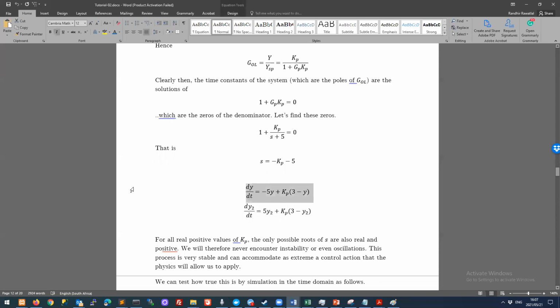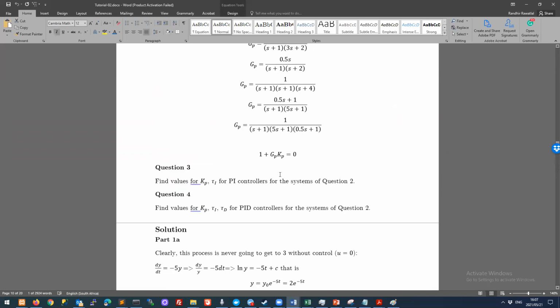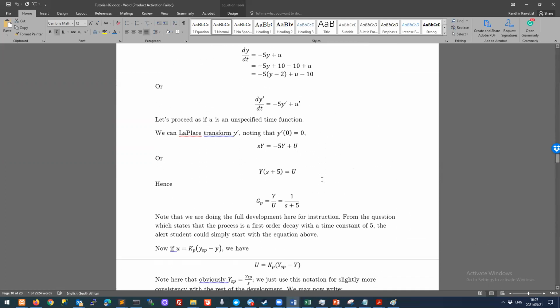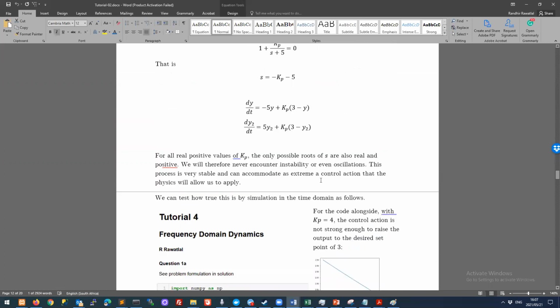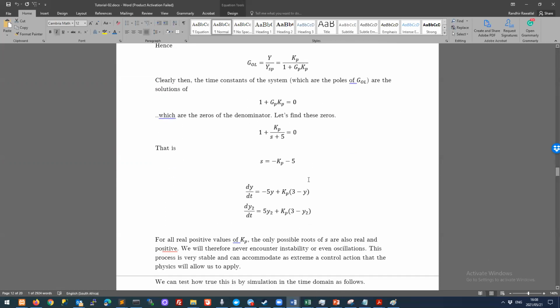And now we can go back to the original problem. Okay, original problem, we had this form. And for u, we are going to use Kp times (y_sp minus y). So we stick that in here. Remember, we said we would like the process to stay on a value of 3. And so that's our y_sp. And so this is the equation now.